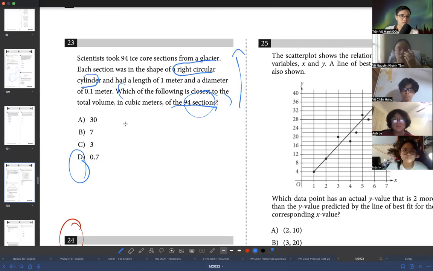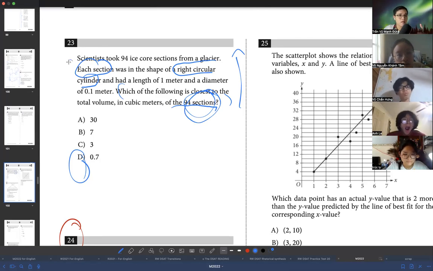Exactly. So with this kind of question, the key here is 94 sections. So don't get mistaken at the very last step. They give you each section. This is not 94, this is just one, right? So focus on the keywords, focus on the phrasing. Each section is a right circular cylinder, and you calculate the volume of each section, and then you multiply it by 94 sections, correct?